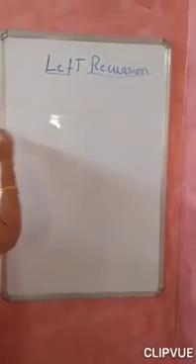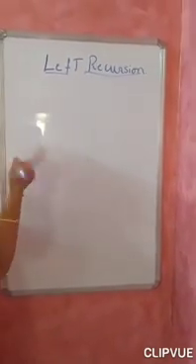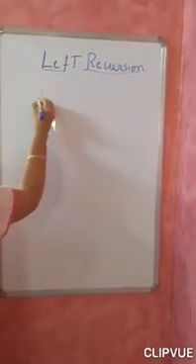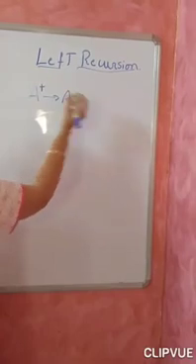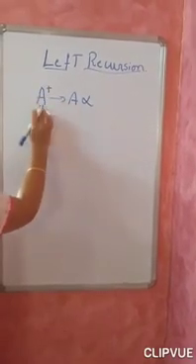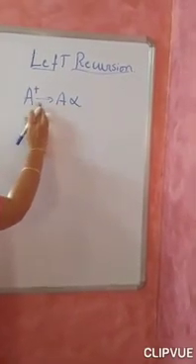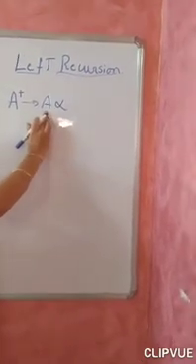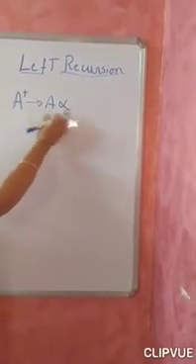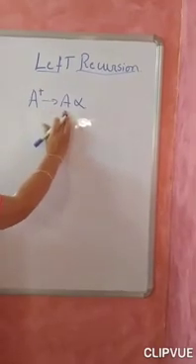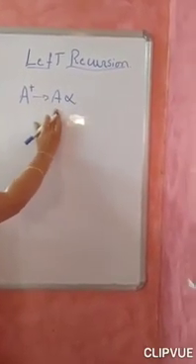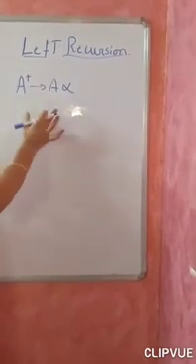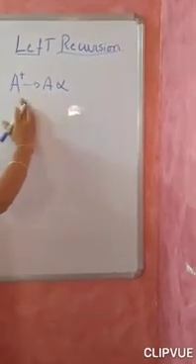Left recursion is a recursion where the grammar has a production of the form like this. Suppose A is a non-terminal, and that non-terminal derives that same non-terminal at the beginning of the body of the production. Then we call such a production, such a grammar, a left recursive grammar. Any grammar which has a production of this form is called left recursion.